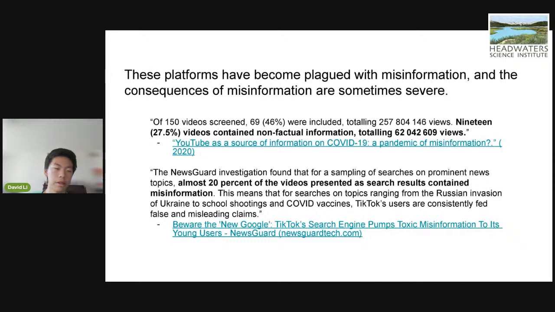One survey of YouTube videos relating to COVID-19 during the pandemic found that over 27% of videos contained misinformation, and these videos in total had 62 million views. It just shows how many people actually consumed this misinformation. Also, another survey found that almost 20% of videos presented in the search results on TikTok contained misinformation. And it makes evident how much misinformation there is on social media, how prevalent it actually is.